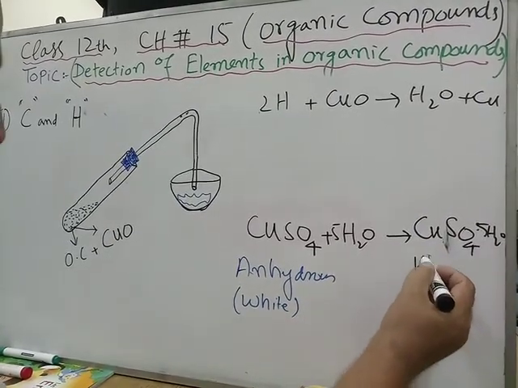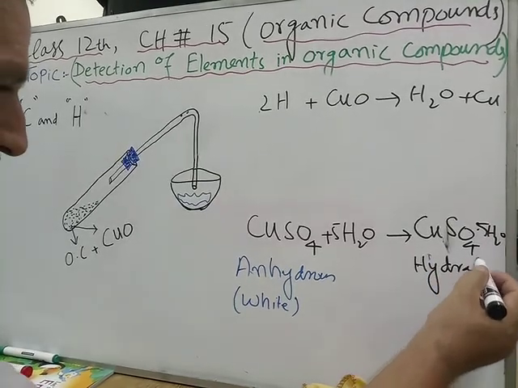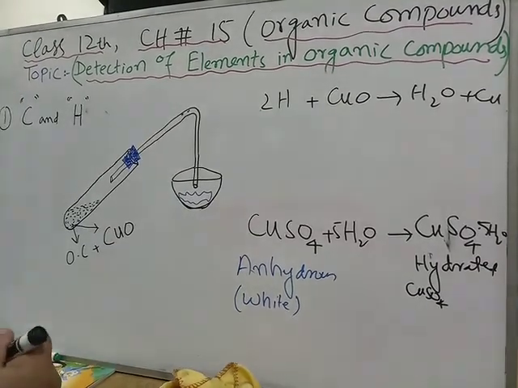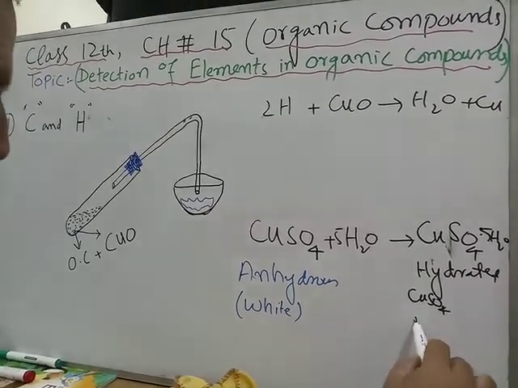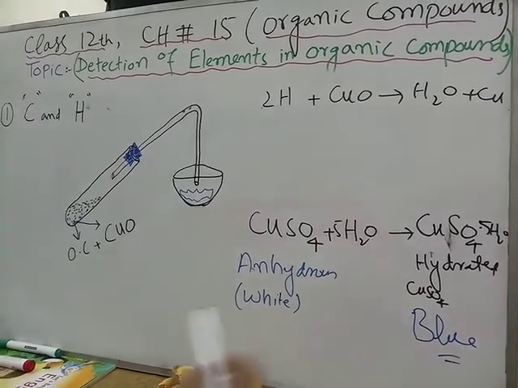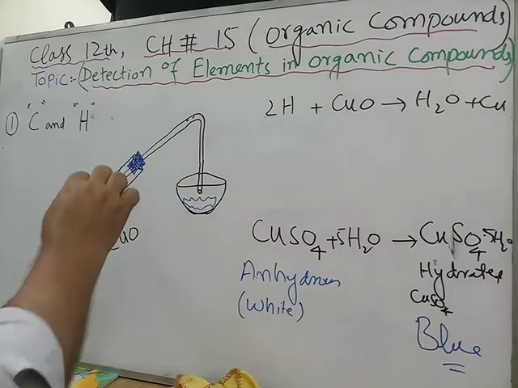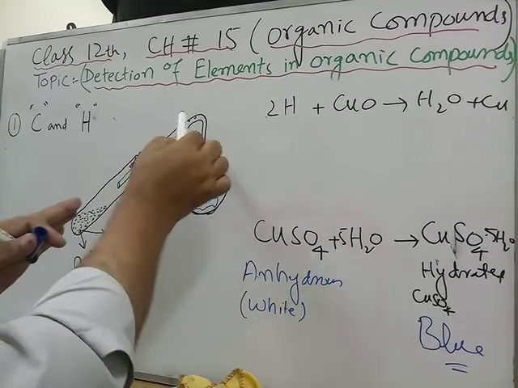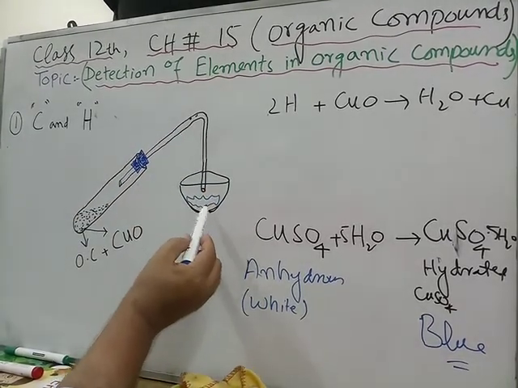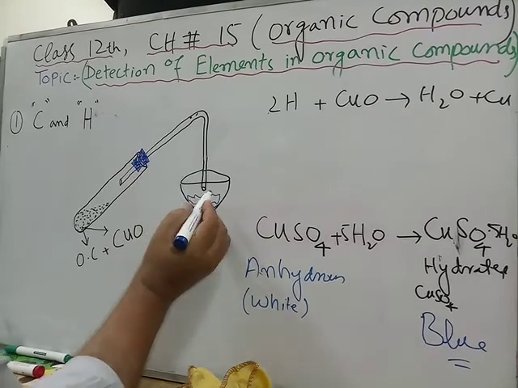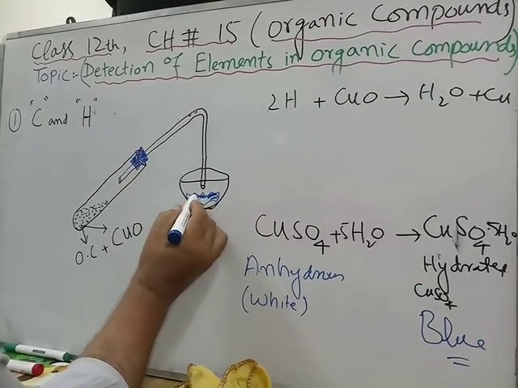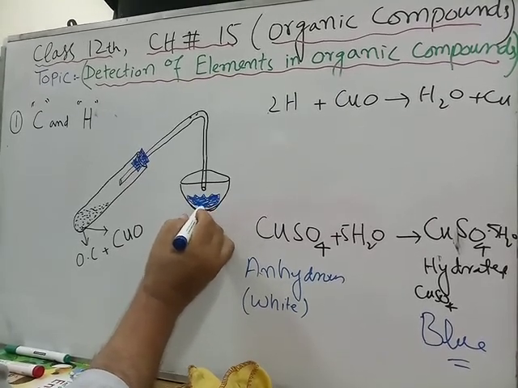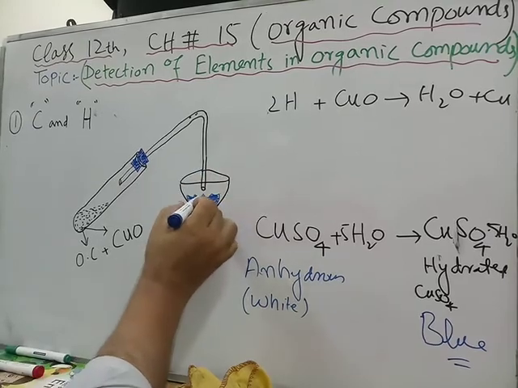This is called hydrated copper sulfate. And you know what is its color? Its color is blue. So when the water vapors produced here by the oxidation of hydrogen of the organic compound reach here, this is the anhydrous copper sulfate which is white color. This anhydrous copper sulfate will turn blue. So when it turns blue, this indicates that anything which was coming from the top was water.